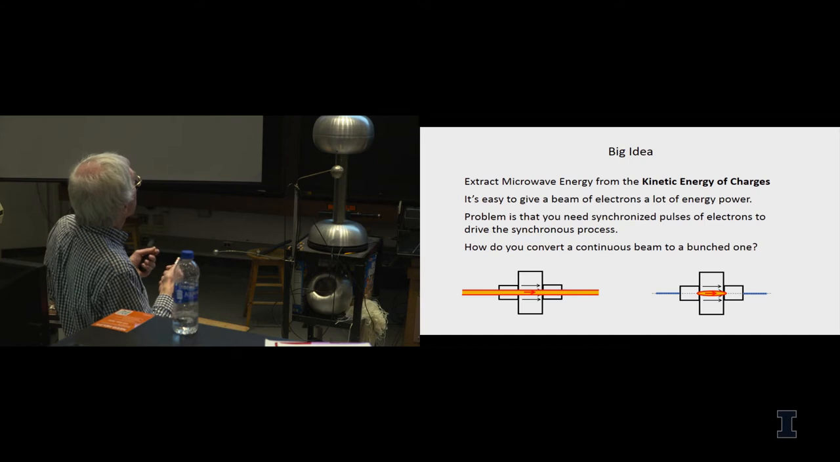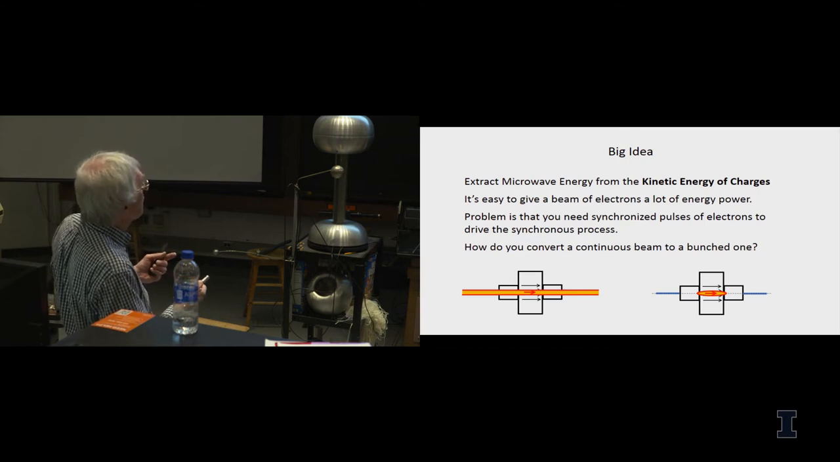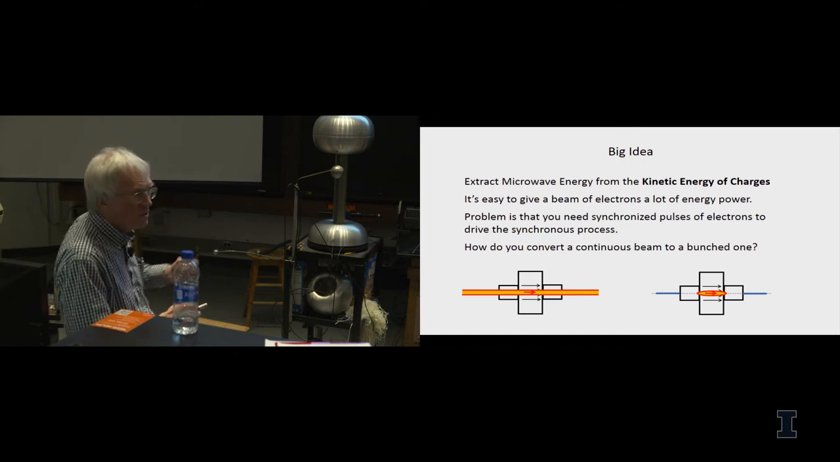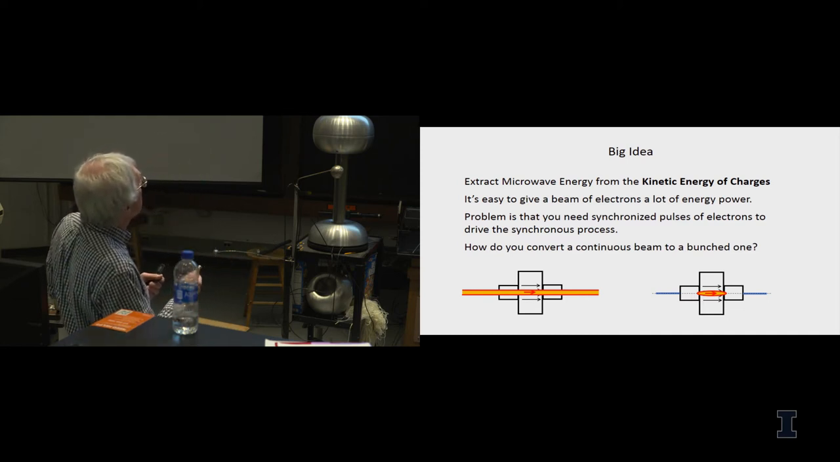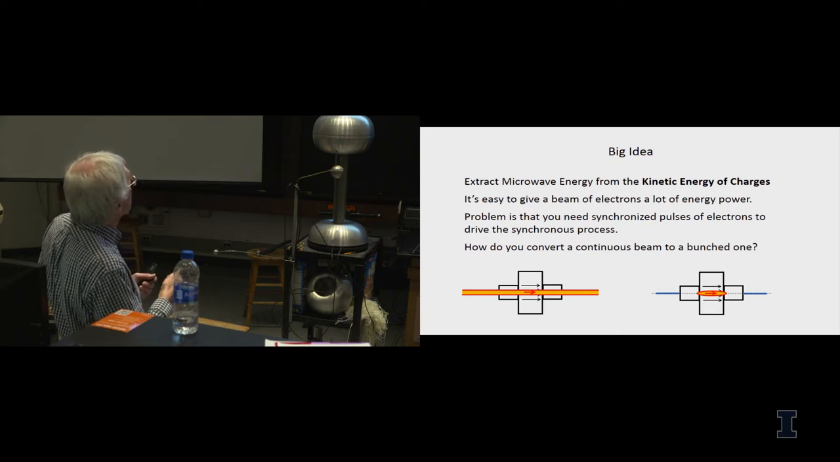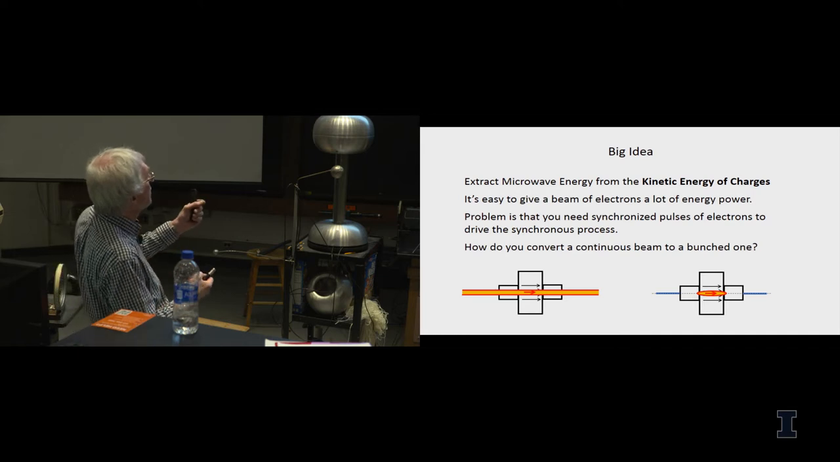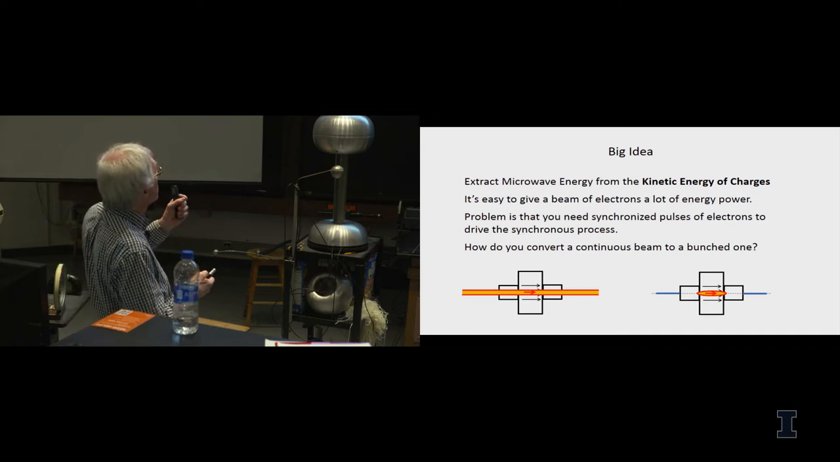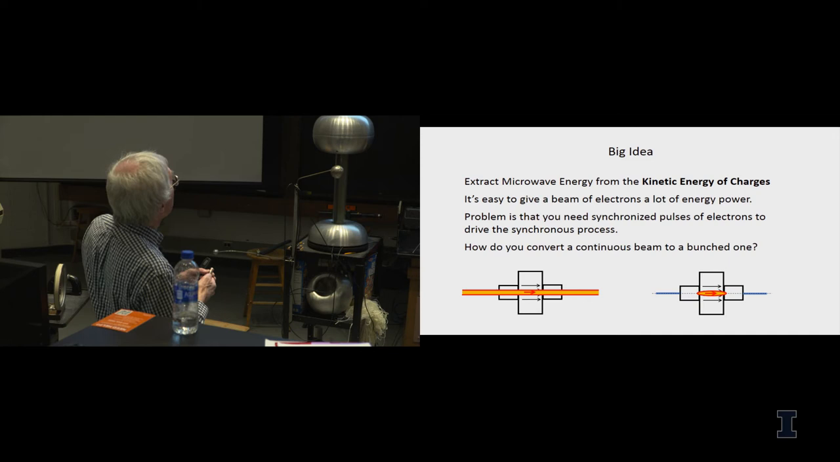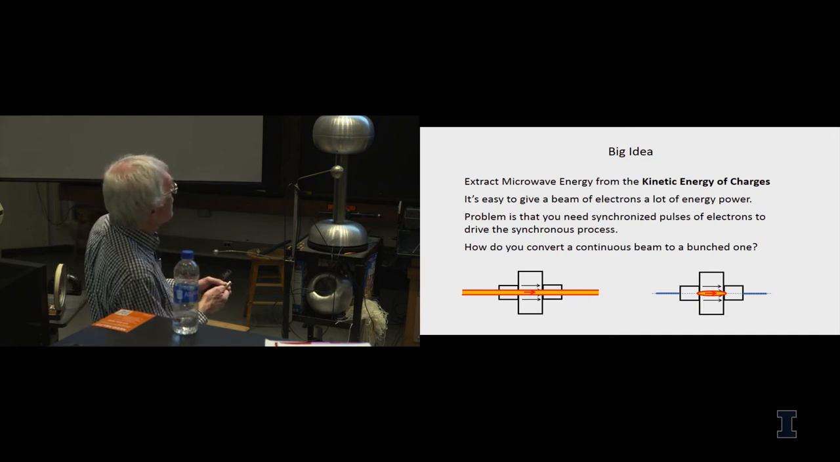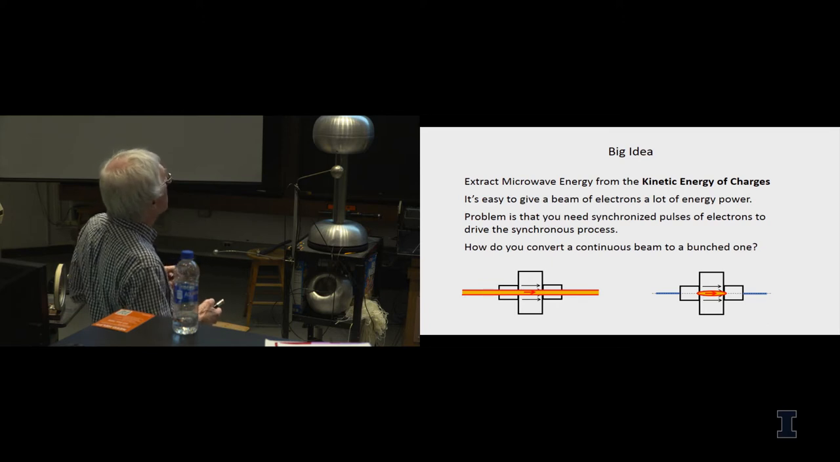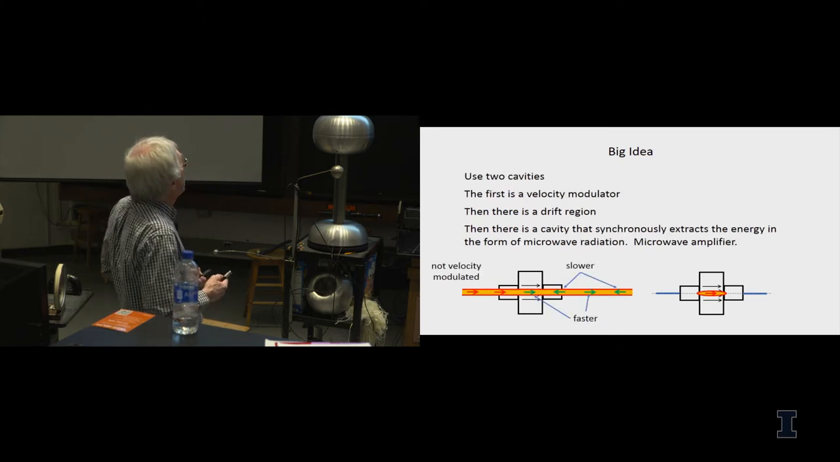So what you need to do, in terms of what we want to do to synchronize this interaction that we're after, is find a way to take this continuous beam and turn it into pulses to drive this synchronized process of taking energy from the electron beam and moving it into the microwave source. Okay, so how do you convert a continuous beam into a bunched one? That's really the question. The big idea here is bunching.